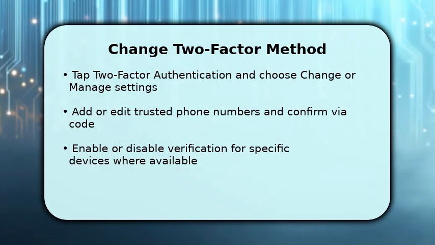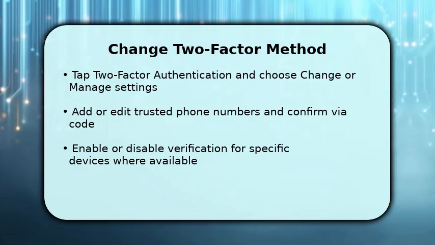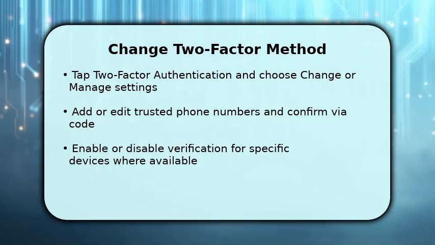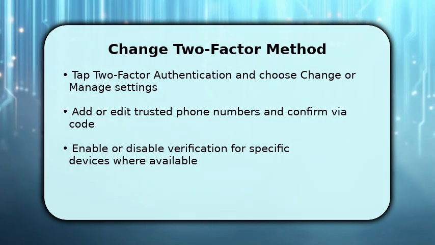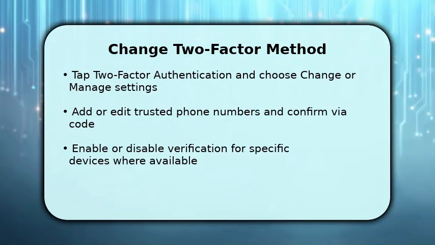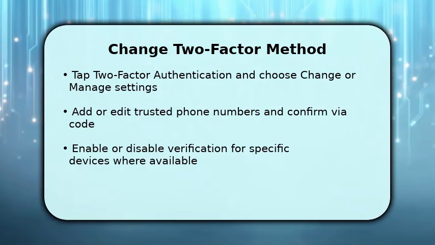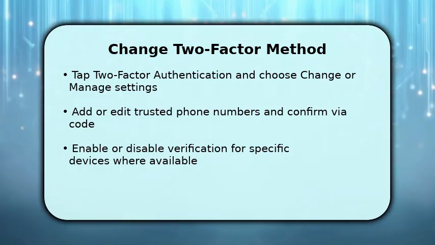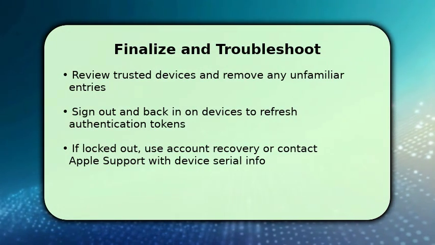You can add or edit trusted phone numbers, add a new number, receive the SMS or call, then enter the code to confirm ownership. If you have other Apple devices, check their device list and enable or remove verification access as needed. Make sure each change is confirmed with a code so the system registers the update and keeps your account secure. To finish, review the trusted devices list and remove anything unfamiliar to prevent unauthorized access.